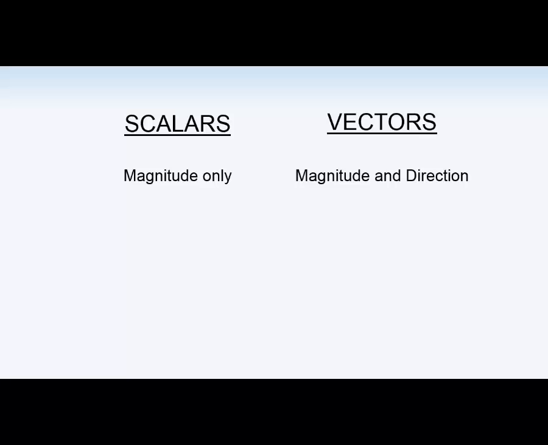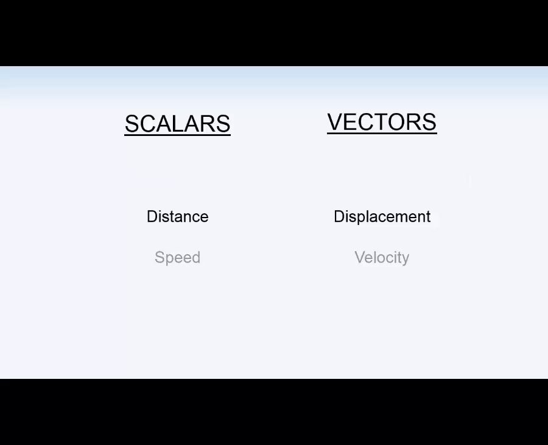Scalars have magnitude only, so they only have a number associated with them, whereas vectors have both magnitude and a direction. Here we see some examples. Scalars include distance and speed, whereas the corresponding vectors would be displacement and velocity. Let's take a second and look a little more closely at one of these examples.